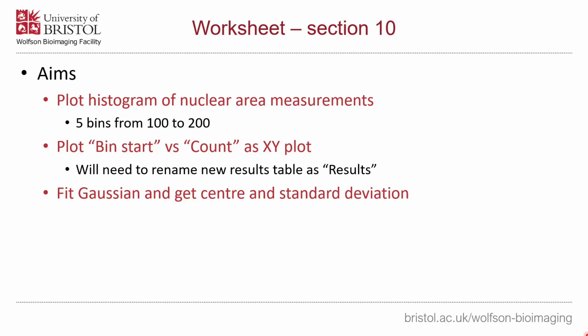So first off, we're going to have to generate that distribution. I've gone with 5 bins from 100 to 200. Then with that distribution window, you're able to get the bin starts and the number of counts per bin. We can then rename that results window to results, which gives us that results menu.